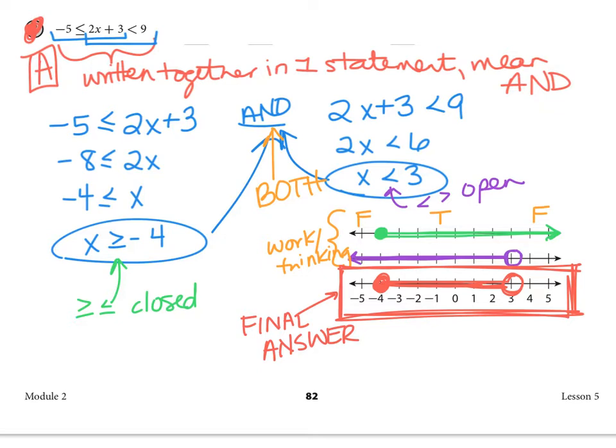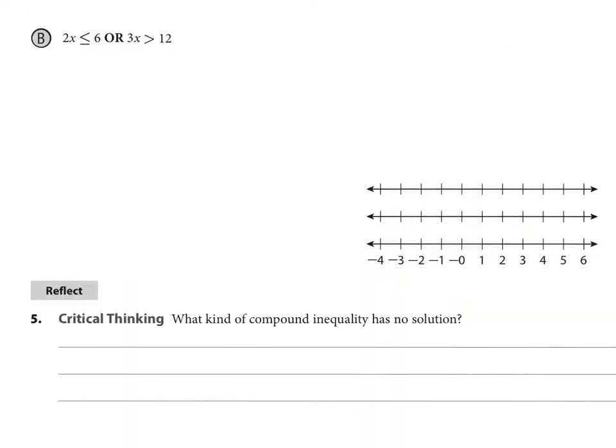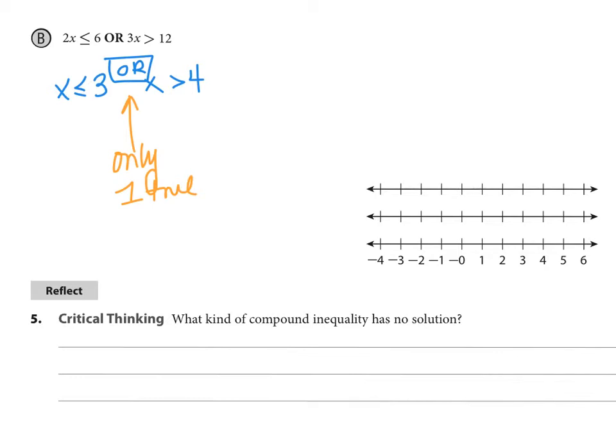Okay, let's try an OR problem. Notice with OR, they go ahead and write and tell you that it's going to be OR. So this time it's already split apart, so I can solve each of them. That's x is less than or equal to 3, or, and that's important, x is greater than 4. Remember, OR means I need only one true. So let's graph both of those.